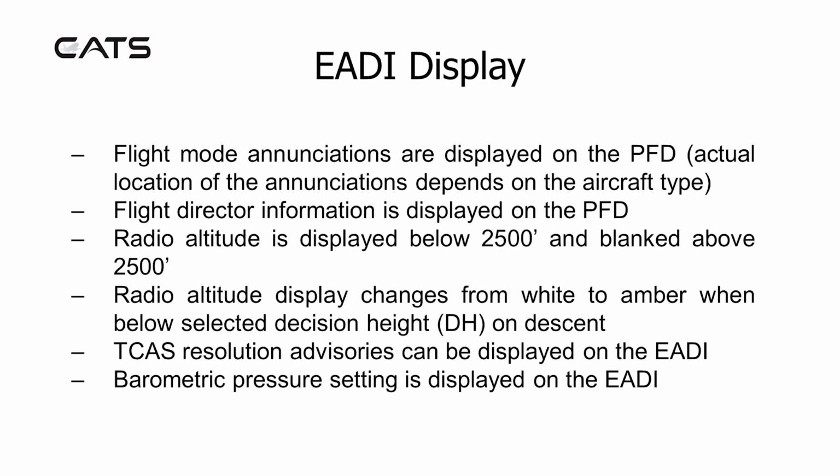Radio altitude is displayed below 2,500 feet and blanked above 2,500 feet. Radio altitude display changes from white to amber when below selected decision height on descent. Traffic collision avoidance resolution advisories can be displayed on the EADI. Barometric pressure setting is also displayed on it.